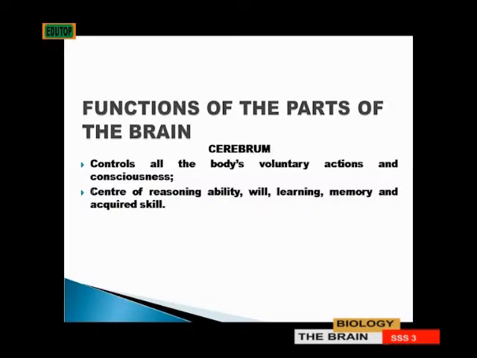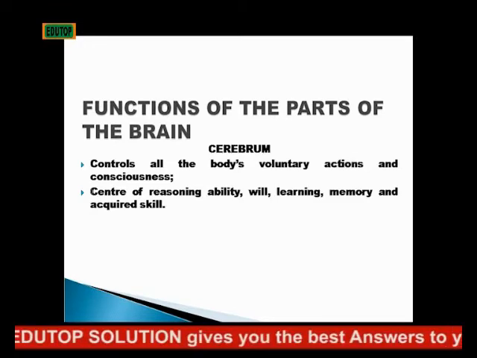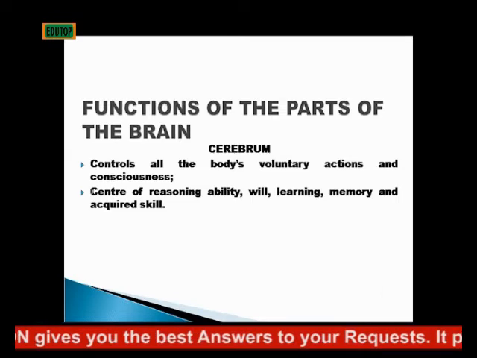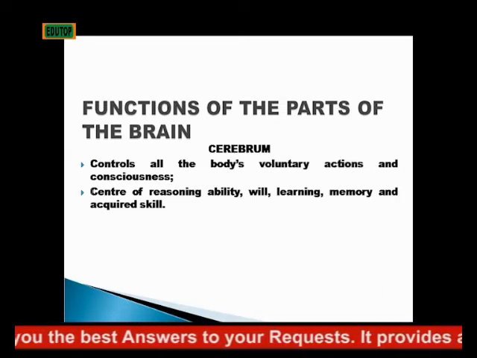The cerebrum controls all the body's voluntary actions and consciousness. So you are thinking, I want to read my book. That's the cerebrum that is doing that for you. It is the one that controls what you do voluntarily. Okay, I want to stroll out. Oh, I want to go and carry this water. I want to do that. So the cerebrum controls all the body's voluntary actions.